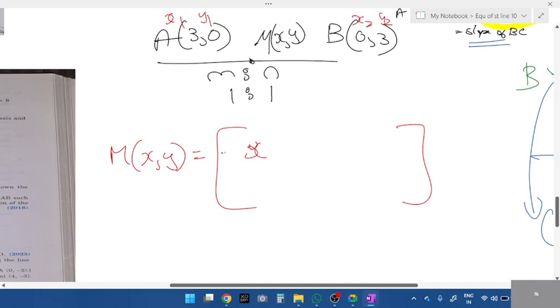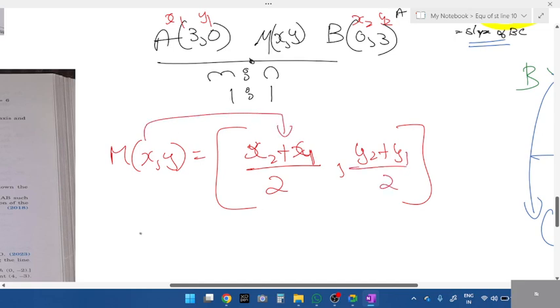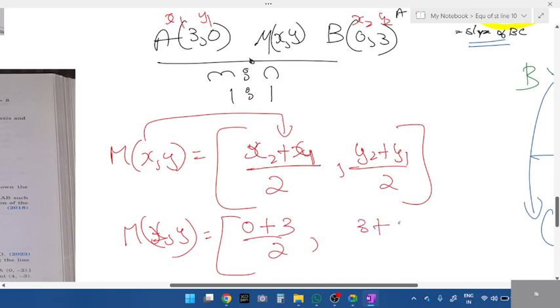Ignore that m. x2 plus x1 divided by 2. Correct, Naomi. m plus n, what is m plus n? 2, right? If it is midpoint, 1 is to 1, so 2. Next, y2 plus y1 divided by 2. All of you will complete it. You will get x value and y value. x2 is 0 plus x1 is 3, divided by 2. 3 plus 0 divided by 2.